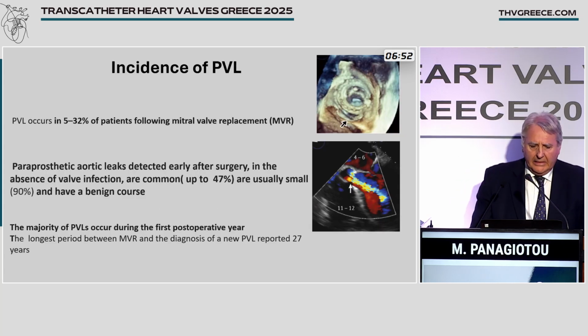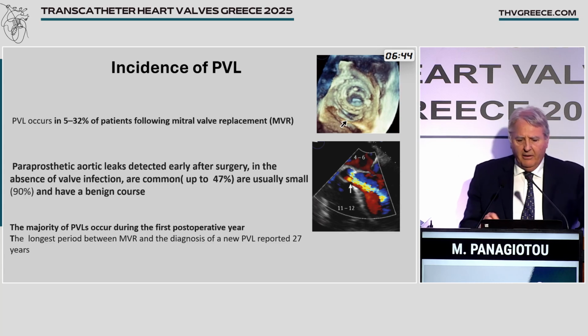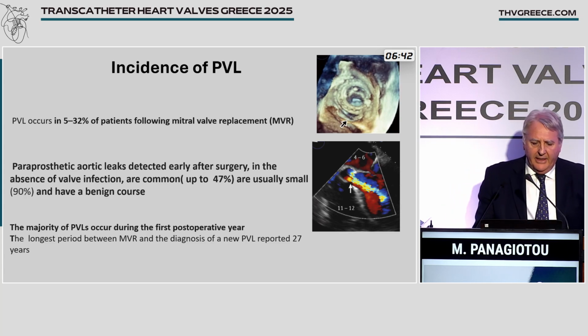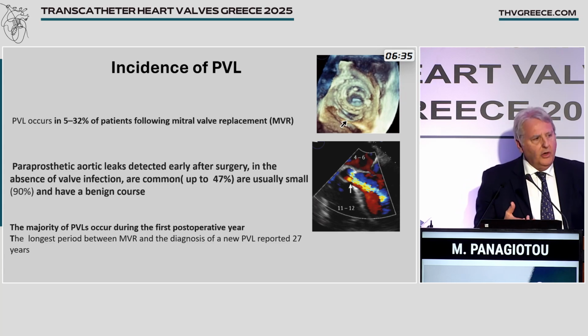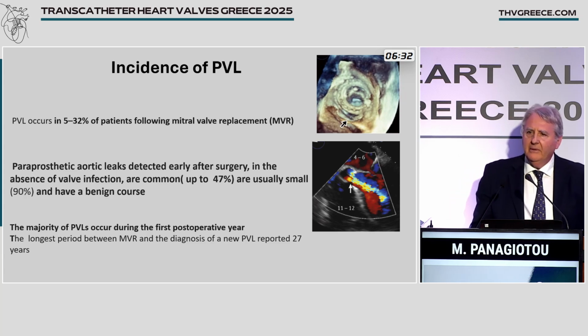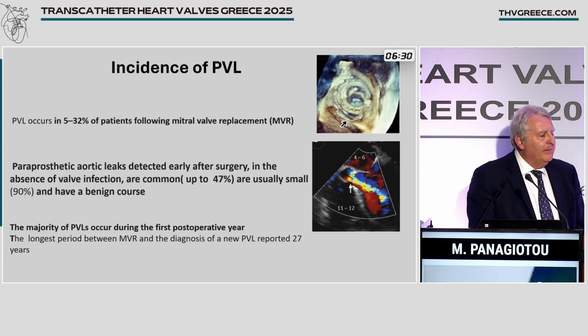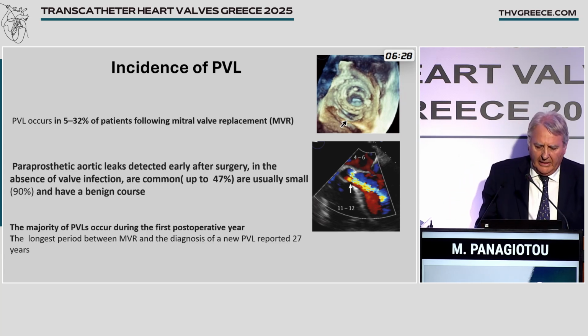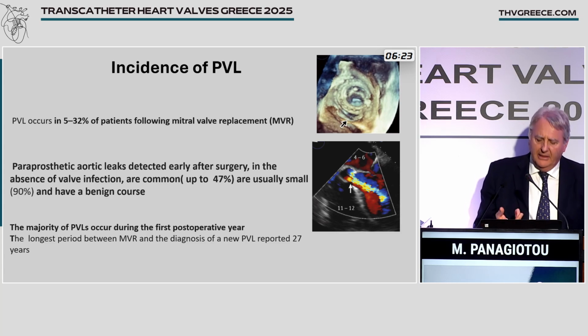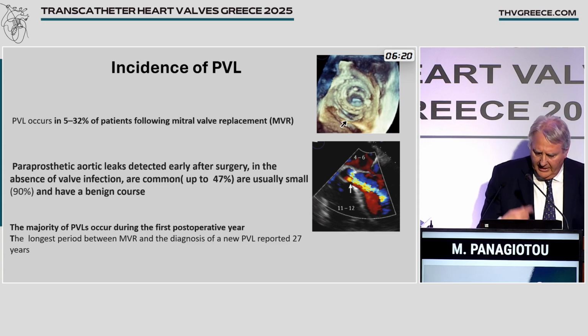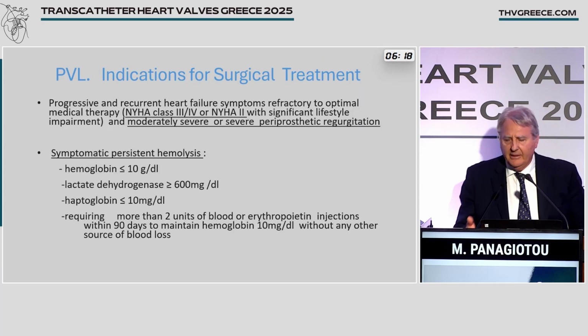What is the incidence? It was clearly shown by Mr. Halepas that in mitral valve replacement, the literature reports between 5 and 32%. It is actually much higher in aortic valve replacement, up to 47%, but the majority, 90%, are very small with a benign course. Probably it has to do with the sensitivity of transesophageal echo in detecting these PVLs.